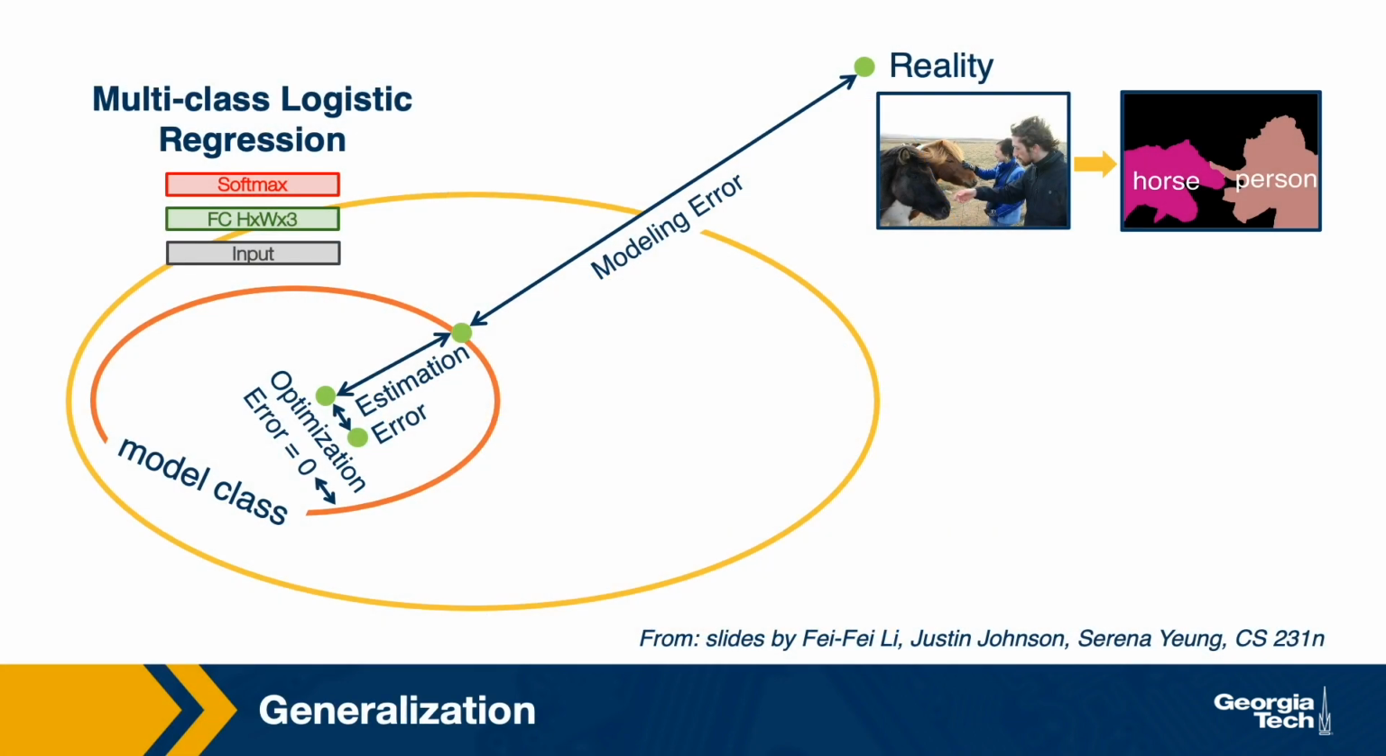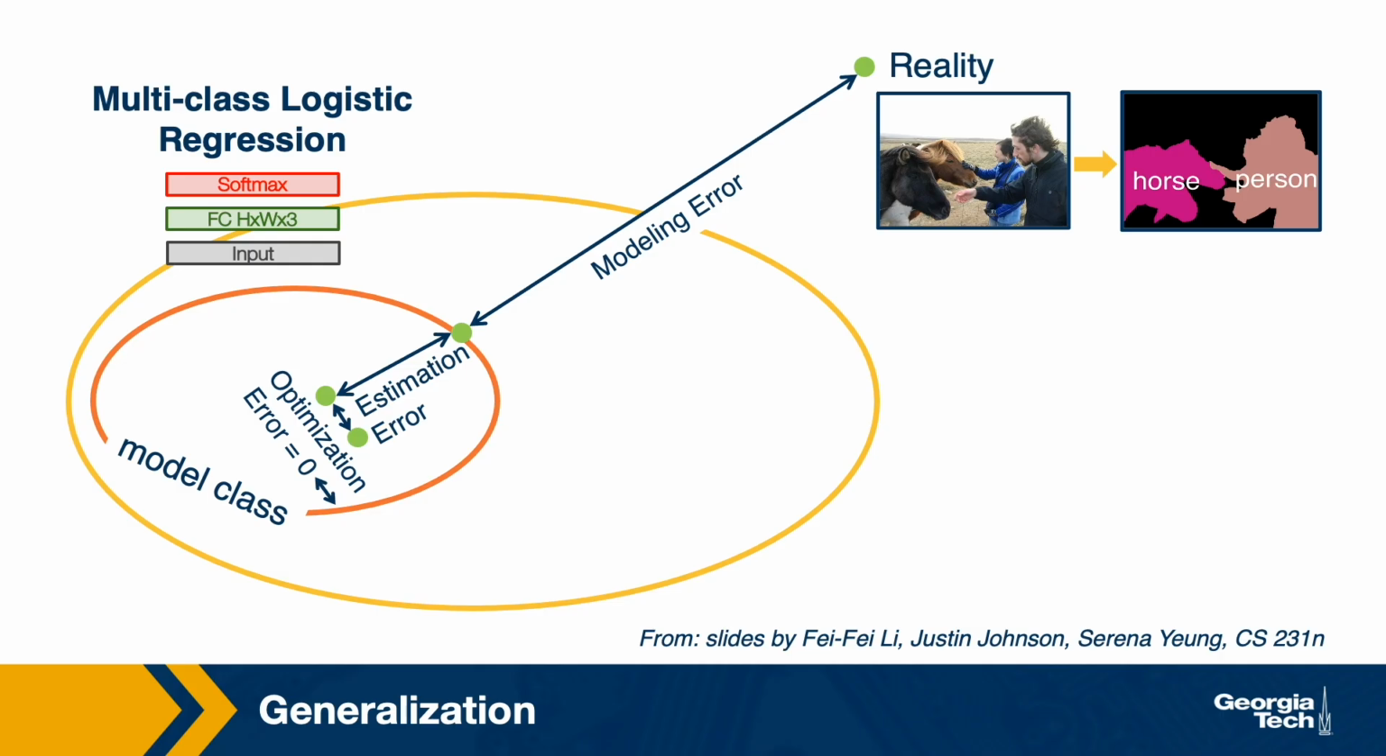Given a particular architecture that you're exploring, there are several sources of error that prevent you from fully modeling the real world. For example, there is an optimization error. That is, even if your neural network can perfectly model the world, your optimization algorithm may not be able to find the good weights that model that function.